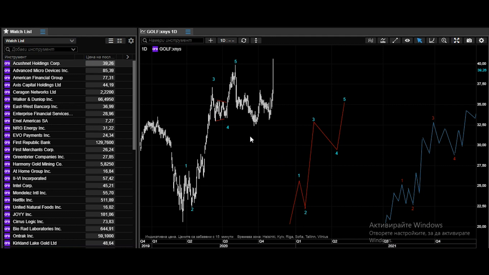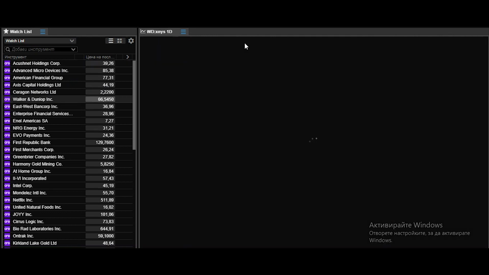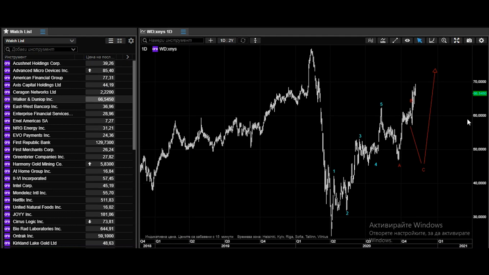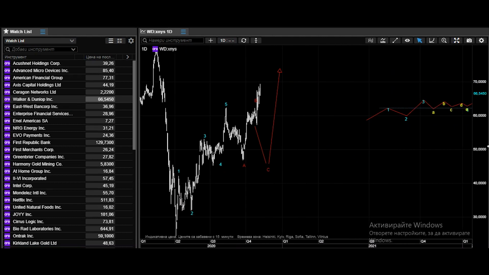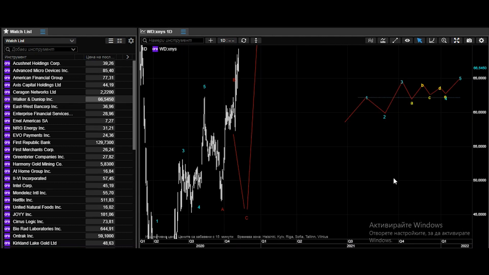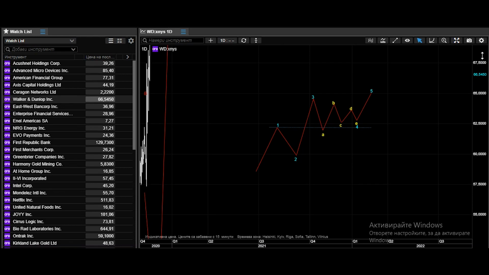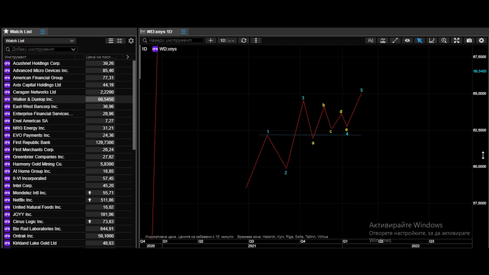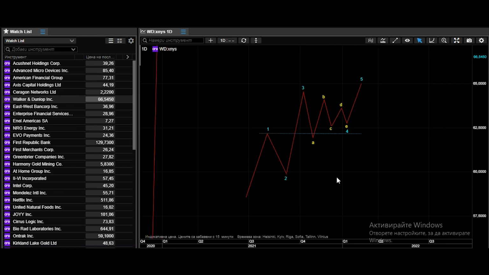Okay, the first two rules are crystal clear, but I want to pay attention to the third rule. Note it states that the fourth wave cannot end overlapping the territory of wave 1. This doesn't mean that there can be no overlap in the process of developing the fourth wave. It just cannot end in this territory.